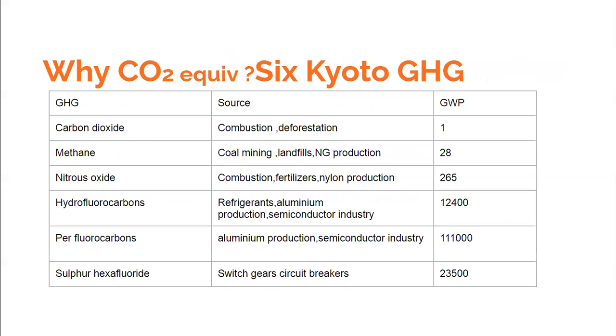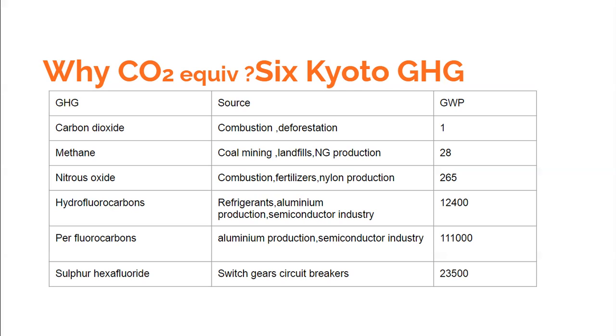Just have a look at the other greenhouse gases and their global warming potential. These are the 6 Kyoto greenhouse gases, and these are the sources. These sources are important in industry because industries are the places where you would find these gases being emitted. For example, methane would be emitted from the places where coal is being mined, from landfills, or where natural gas is being produced. Or nitrous oxide is being emitted from the industries manufacturing, for example, fertilizers or nylon, right?